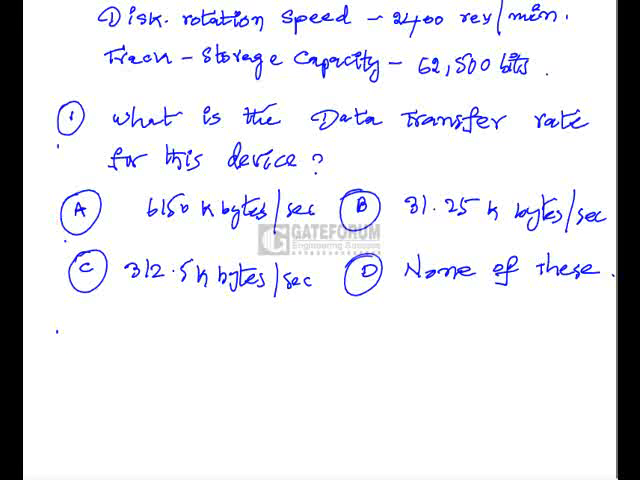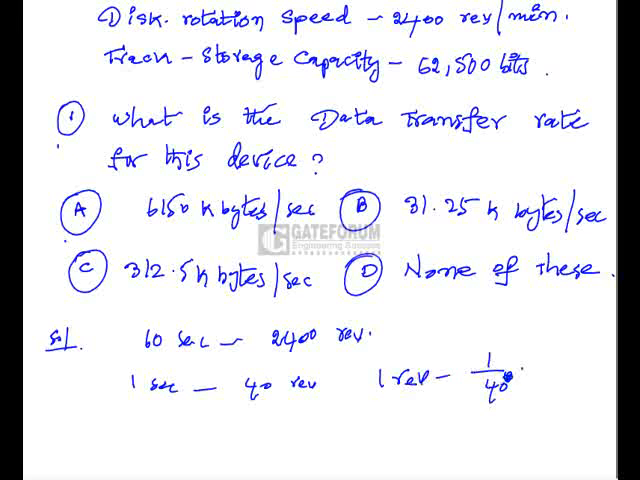So here, in order to find out the data transfer rate, based on the revolution, we have to find out how much data you can transfer. In one revolution, one track of data we can access. The number of revolutions is given as 2400 per minute. For 60 seconds, 2400 revolutions. Then for 1 second, it will have 40 revolutions. For one revolution, it will take 1/40 seconds.